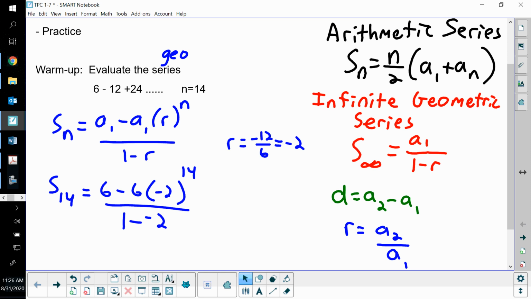When we put that all in the calculator, we end up getting that the sum of the first 14 terms is negative 32,766.